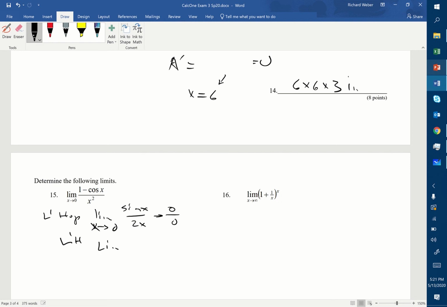And you get the limit as x goes to 0. This time you get cosine of x over 2, and this time you get 1 over 2, and lo and behold, that's the answer. For this other one, people knew that the answer was e, but you gotta show it to me.